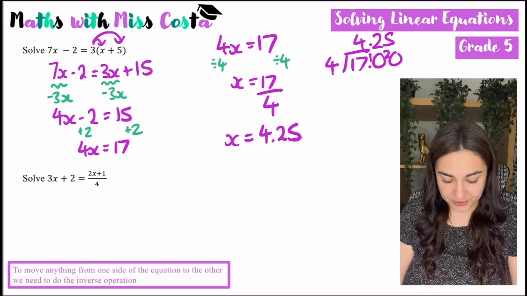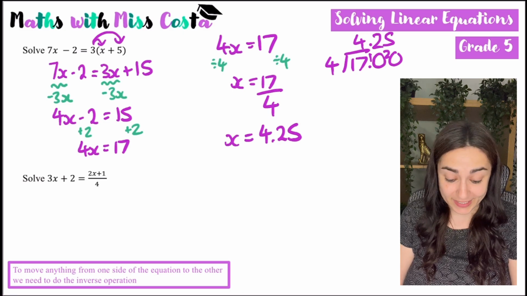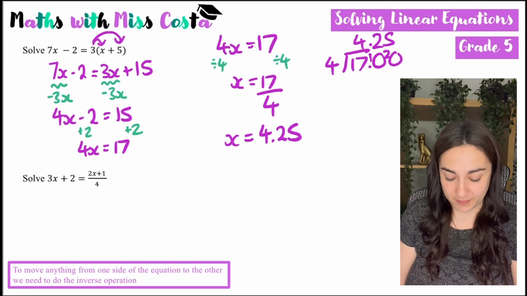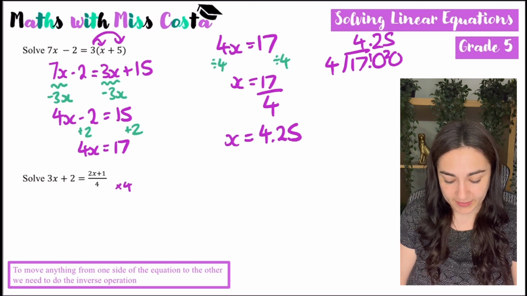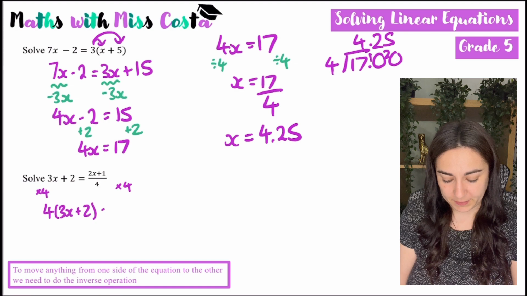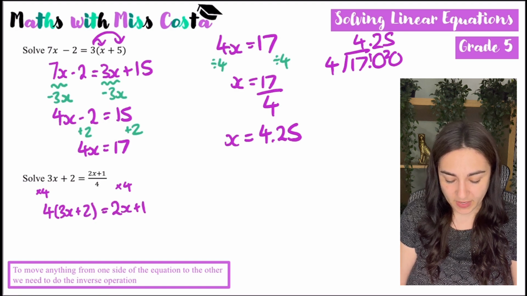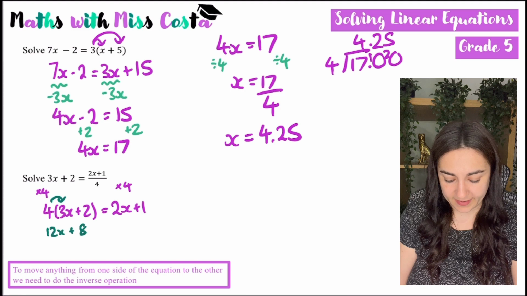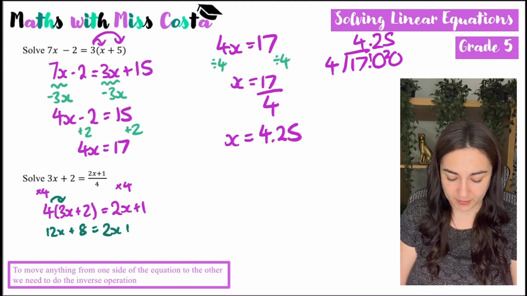Now for the next question, you've got a slightly trickier one. What do we do whenever we've got a fraction? We want to just multiply both sides by the denominator. So let's do that. So we'd be left with 4 brackets 3x plus 2 must be equal to 2x plus 1. I can expand the bracket, so then 12x plus 8 must be equal to 2x plus 1.